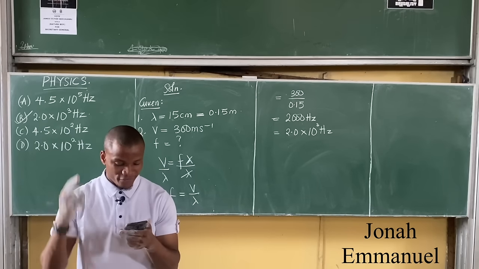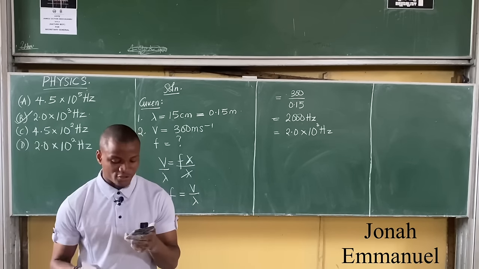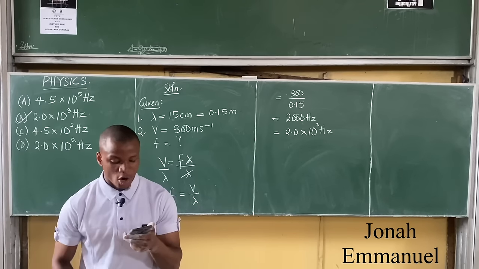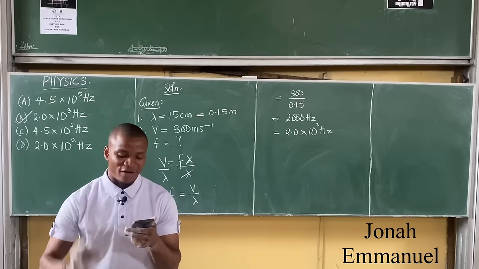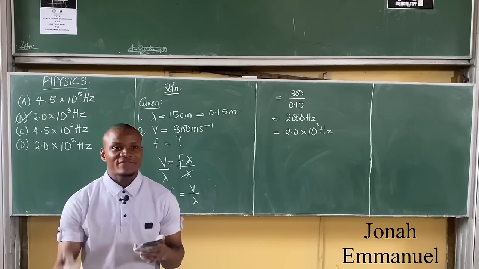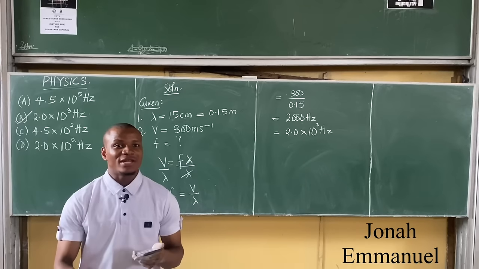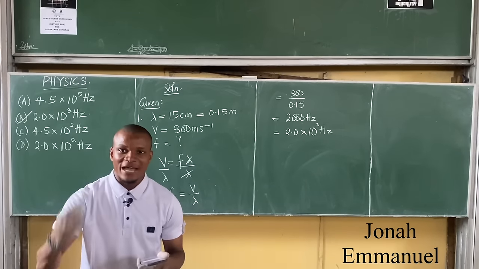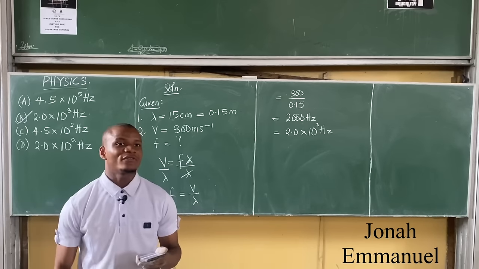Is it frequency? Is it amplitude? Is it the direction of vibration of the particle of the medium? Or is it the period of vibration of the particle of the medium? Which of them? What's a transverse wave? A wave that travels perpendicularly to the direction of the vibration that causes the wave. So what do we have there?